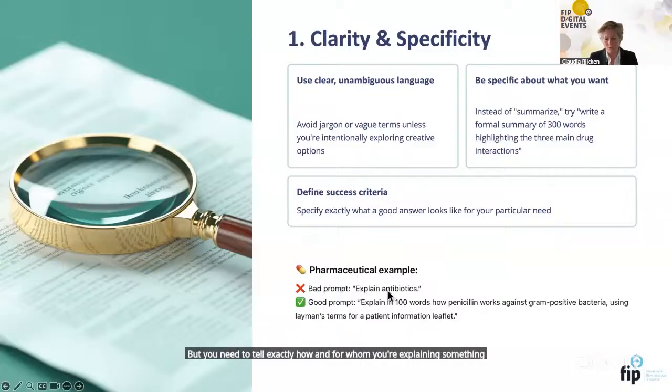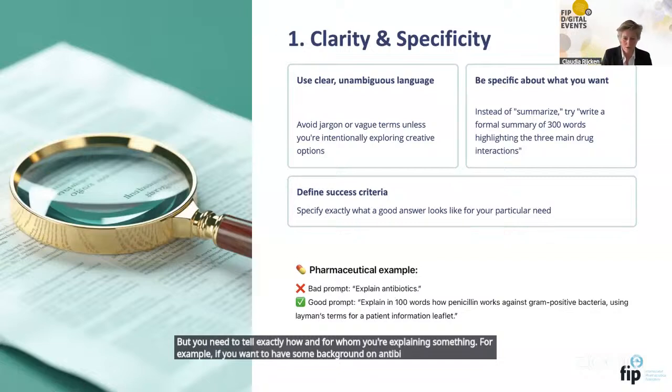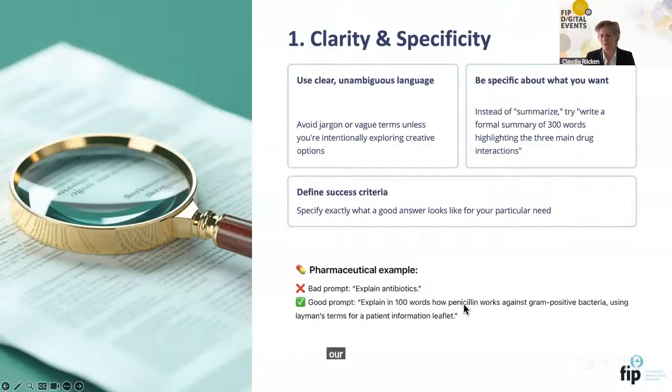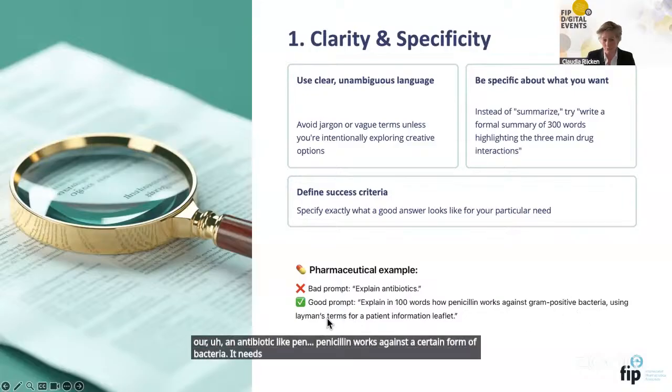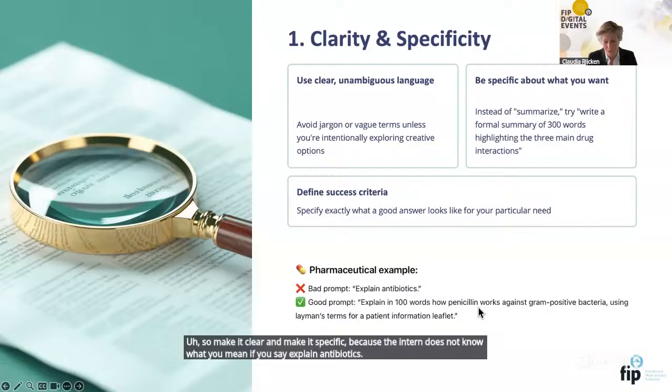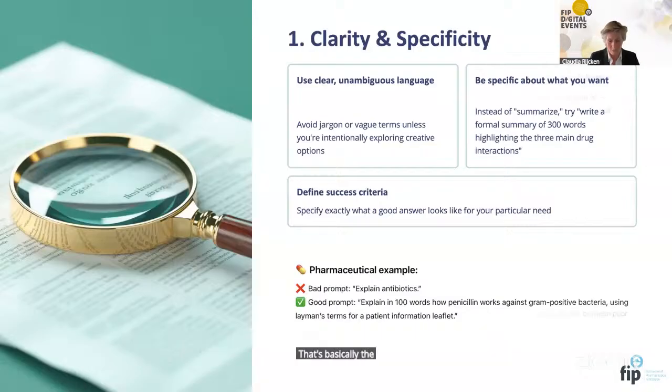For example, if you want to have some background on antibiotics for a patient information leaflet, it is not enough to say explain antibiotics. No, you need to say, I would like to have a 100-word summary of how an antibiotic like penicillin works against a certain form of bacteria. It needs to be in layman's terms because it's for a patient leaflet, and you can also add that it's in Word or in PDF or in an infographic. So make it clear and make it specific, because the intern does not know what you mean if you say explain antibiotics.